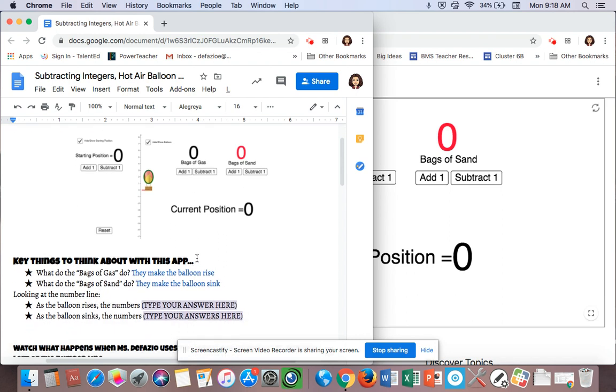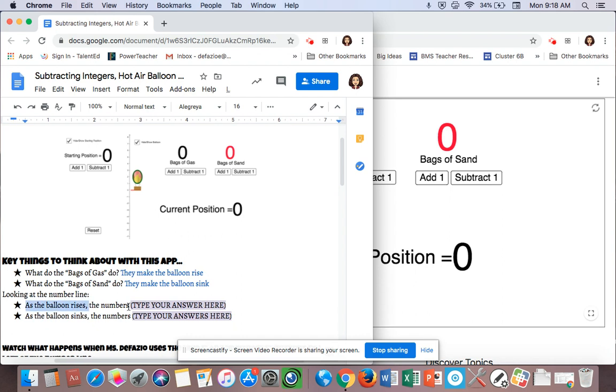At the top, it says key things to think about with this app. Now, I'm going to talk about these first 2 stars. Underneath these 2 stars, this is where you're going to have to start typing because again, it says type your answers here. If you printed this out and you're using a pen or a pencil, you can always write it next to the type your answers here. You can cross it out and write your answers, whatever makes the most sense for you.